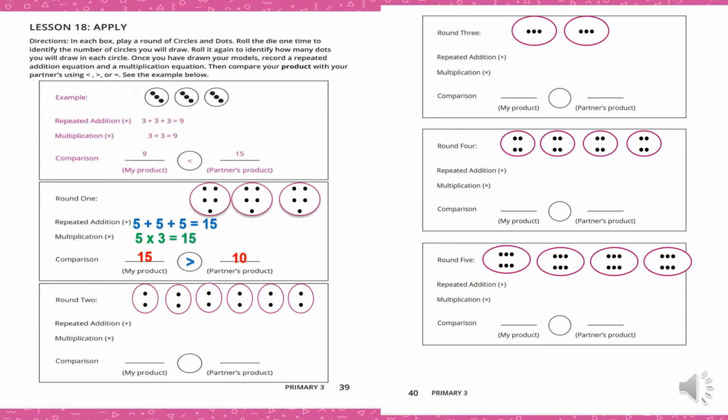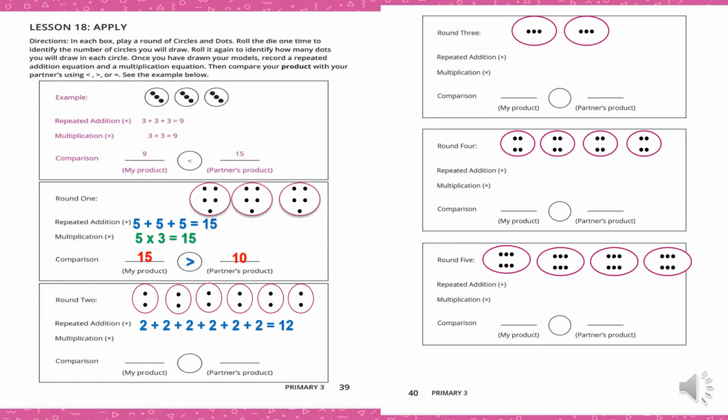In round 2, I gave you some groups. How many groups here? 1, 2, 3, 4, 5, 6. Inside each group, I have 2 dots. So in repeated addition, I have 2 dots here, 2 dots here, 2 dots here. To find the total, I will add 2 six times. So 2 plus 2 plus 2 plus 2 plus 2 plus 2 equals 12. Or I can find it by skip counting. I can say 2, 4, 6, 8, 10, 12.